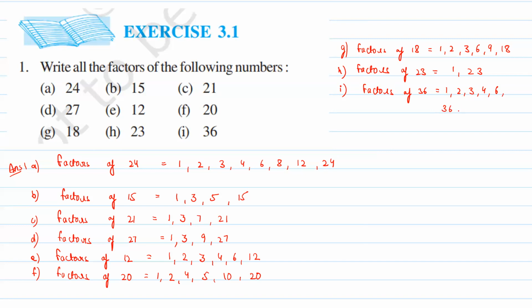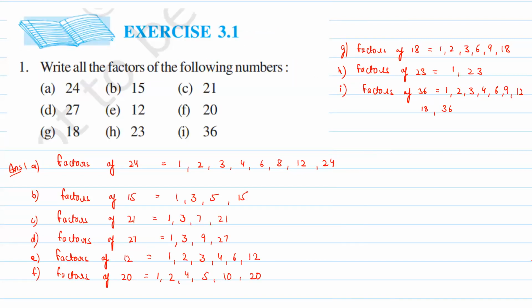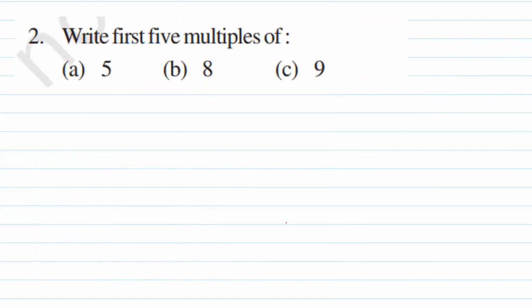It is 2 here, so you can write 2 is being multiplied with 18. So 18 here. Then it is 3 here, so you can write 3 twelves are 36. Then 4 nines are 36 and 6 sixes are 36. So these all are the factors of 36.